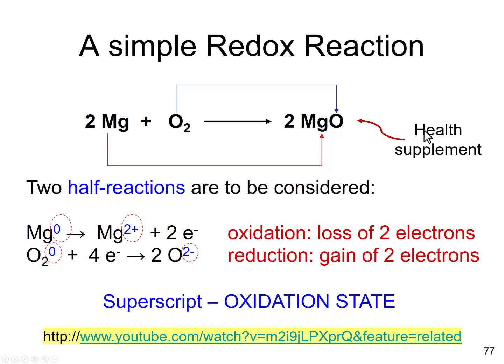The magnesium oxide, by the way, is also a health supplement. And so when you lack magnesium, you can actually take pills that contain magnesium oxide.